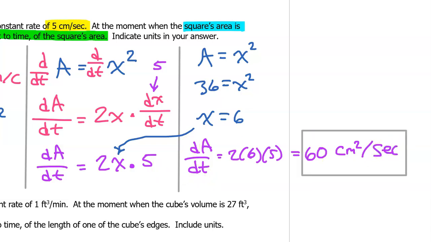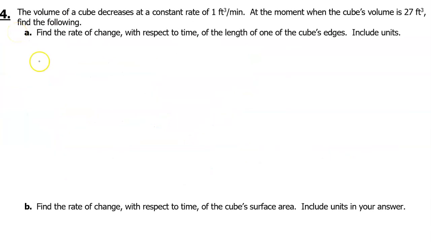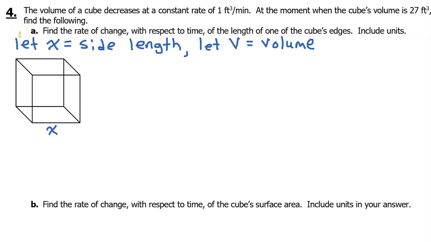And that is your final answer. Last problem. The volume of a cube decreases at a constant rate of 1 cubic foot per minute. At the moment when the cube's volume is 27 cubic feet, find the following. Before we start the inventory, let's define a couple of variables. Let x be the side length and let V equal the volume.